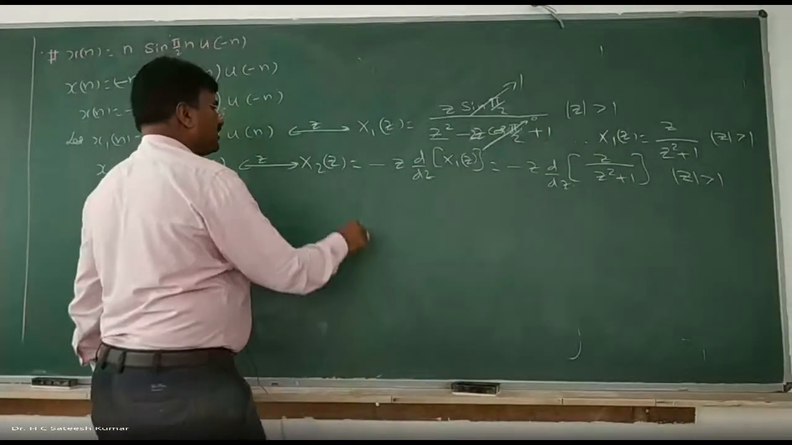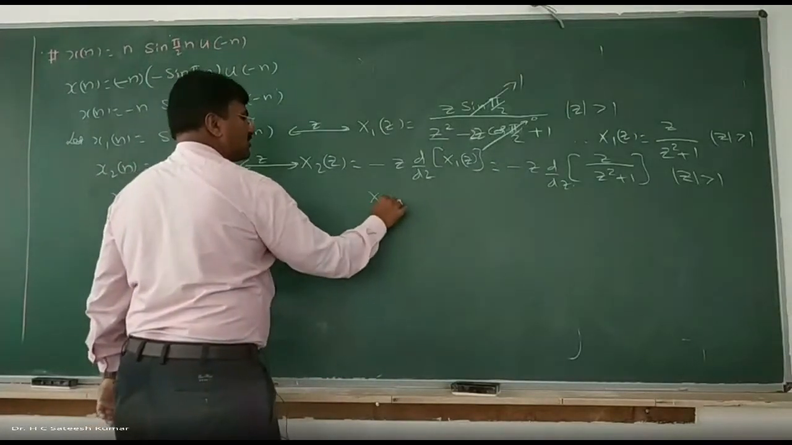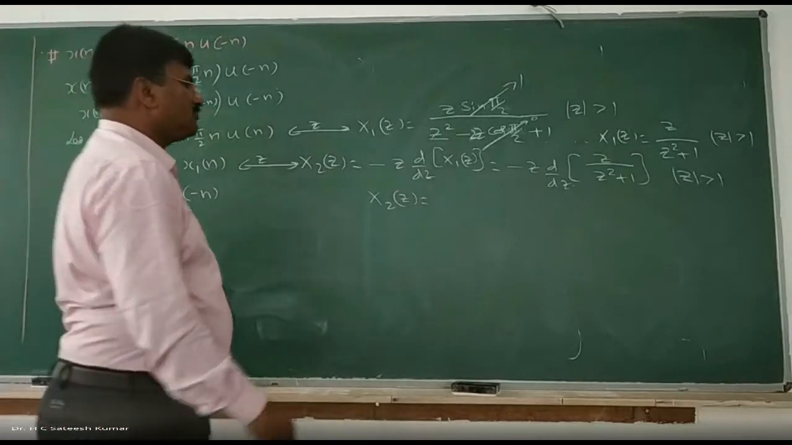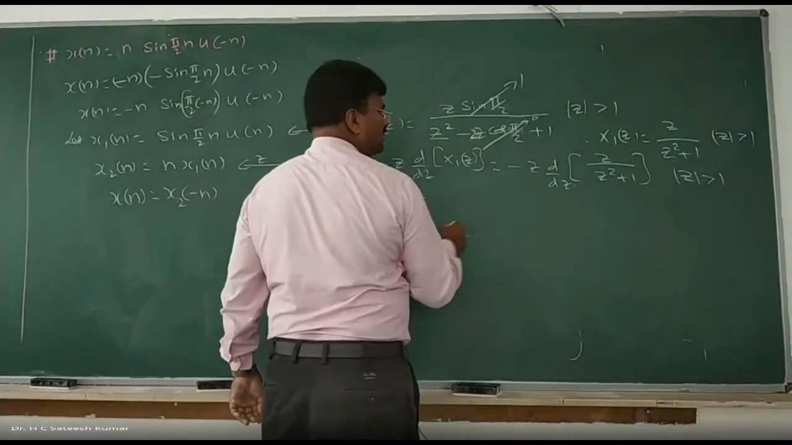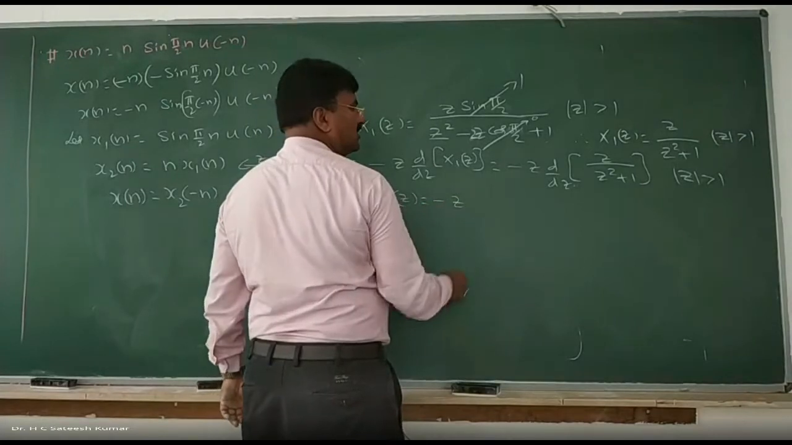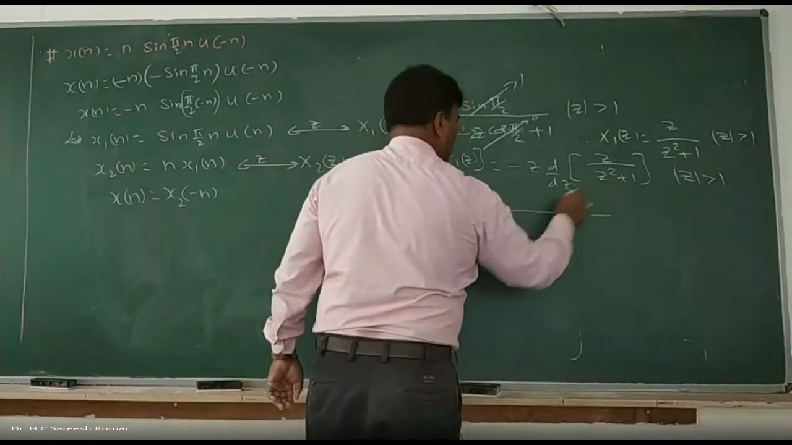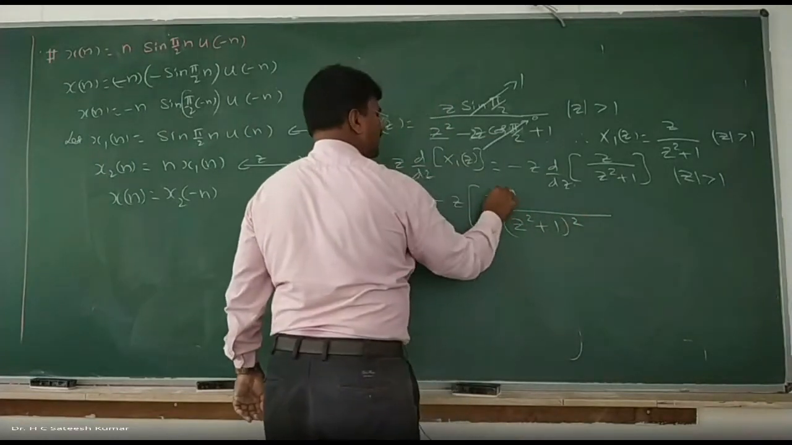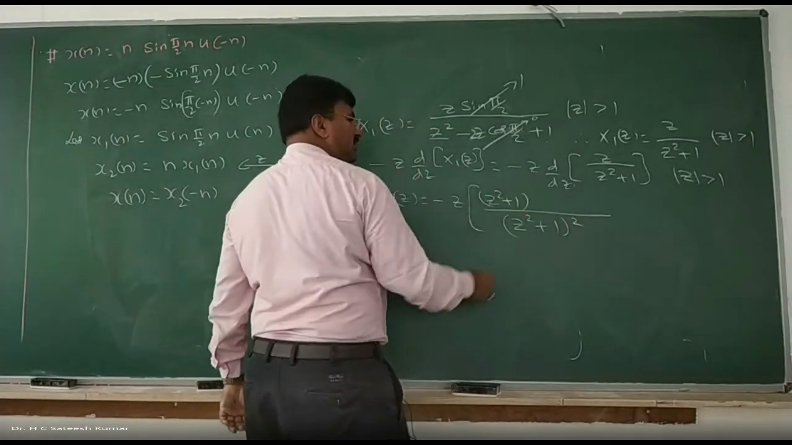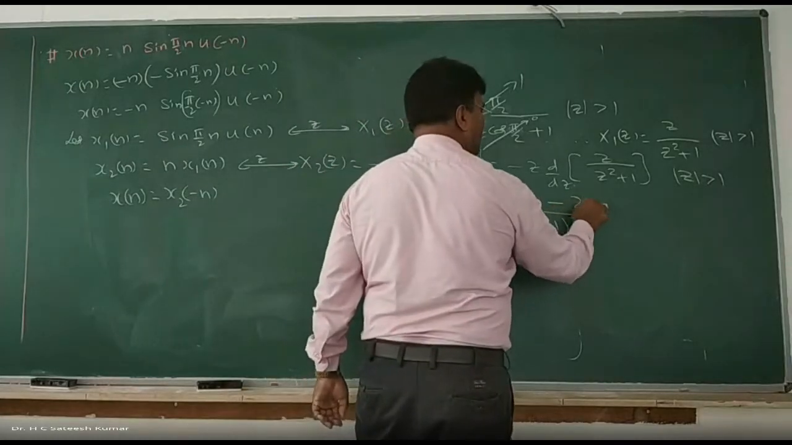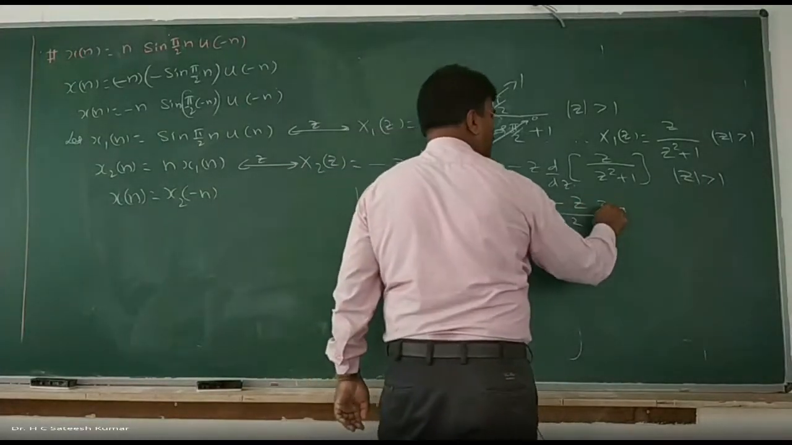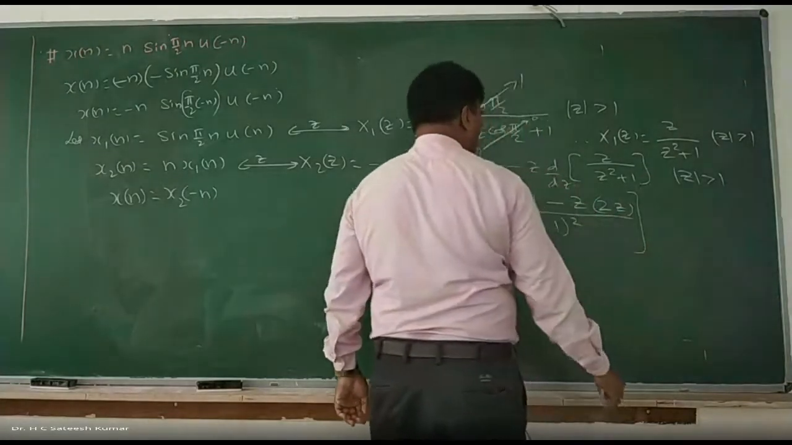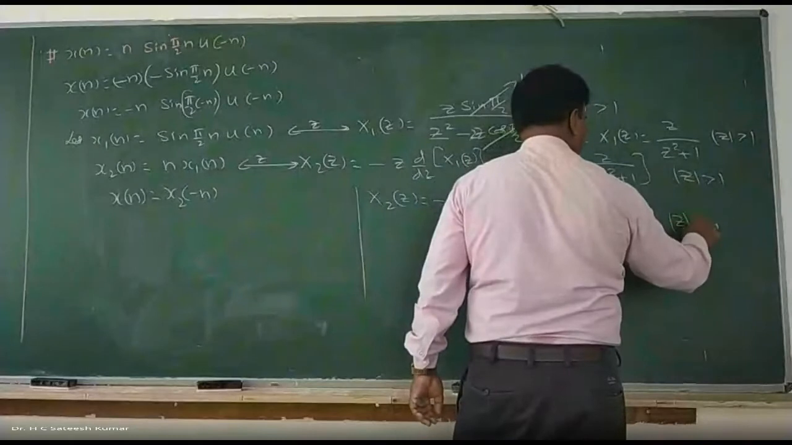Therefore, X2 of Z is equal to minus Z into, differentiate this. Quotient rule: denominator squared in the denominator, and in the numerator, denominator Z square plus 1 into d by dz of numerator 1, minus numerator into d by dz of denominator, which is 2z, with the differentiation of 1 being 0. The ROC will not change, mod z greater than 1.